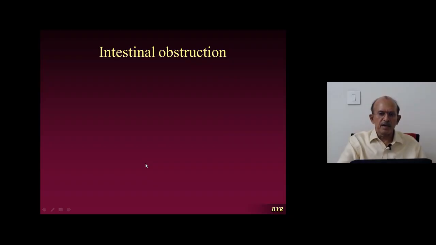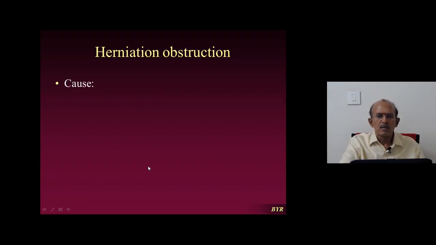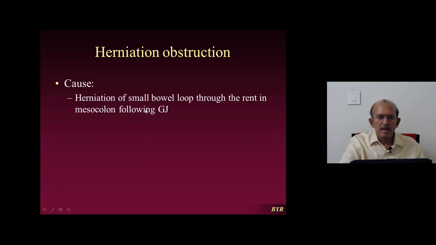Then another complication after surgery, which is a remote complication, is intestinal obstruction. This obstruction can be due to hernial obstruction or it can be due to bolus obstruction. Herniation obstruction means herniation of a small bowel loop through the rent in the mesocolon following gastrojejunostomy. Did you see any gastrojejunostomy operation?